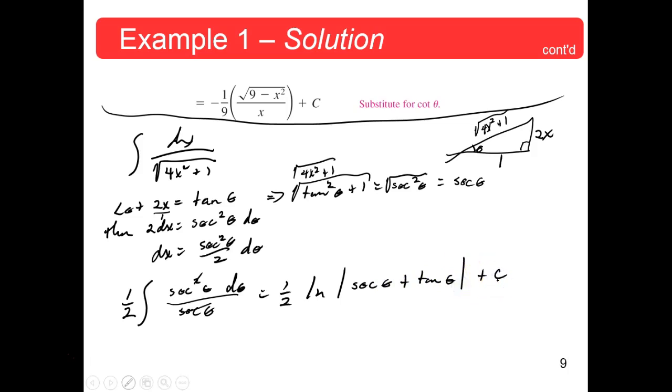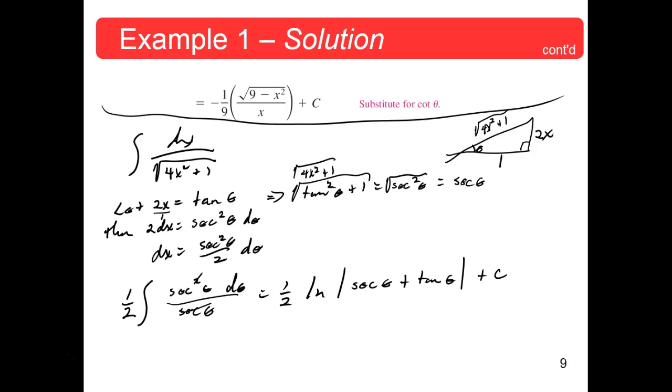Now, that's in terms of theta. It looks really neat, but we need it in terms of x. So how in the world can we do this? Easier than that. Use your triangle. What is secant theta? Hypotenuse over adjacent.